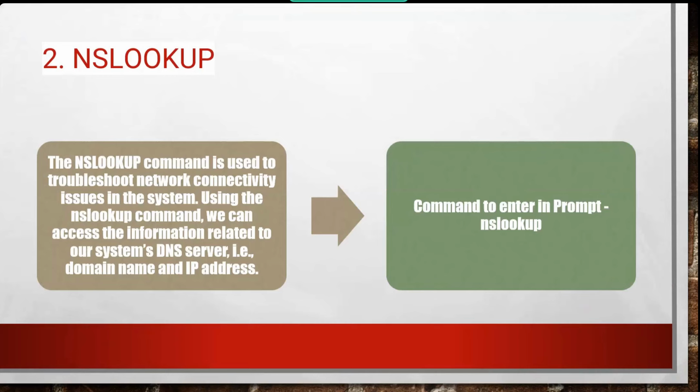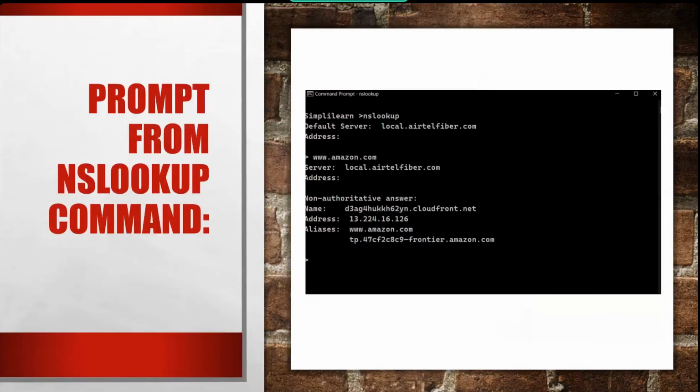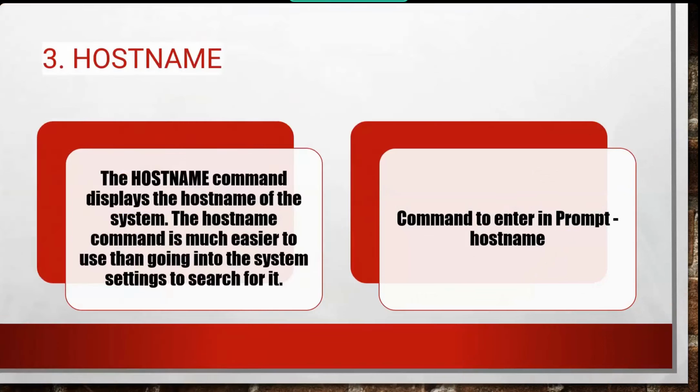So in the command prompt, you can just type in nslookup and you will get the following details. We will have a prompt. When we type in nslookup, it shows you the default server that you're connected to. And for example, we're typing in www.amazon.com. It shows us that we are getting this information from a non-authoritative server, that is, from the cache memory of some DNS resolver. The name is present there, the IP address is present, and the alias name for Amazon.com is also present there. So this was the prompt from nslookup.